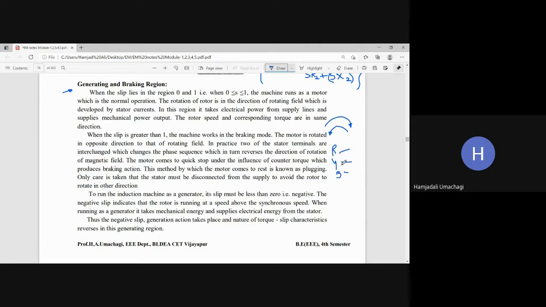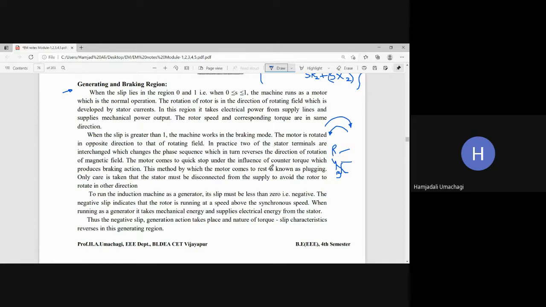By doing this, since these are the stator windings, if you connect B to Y and Y to B, interchanging any two terminals, then automatically the direction of the RMF will change. If the direction of the RMF changes and is opposite to the rotor, then automatically the motor will come to the braking or resting condition. This changes the phase sequence, which in turn reverses the direction of the rotating magnetic field. The motor comes to a quick stop under the influence of the counter torque, because the torque is also opposed to the direction of the rotor, so the motor will quickly come to the resting condition.